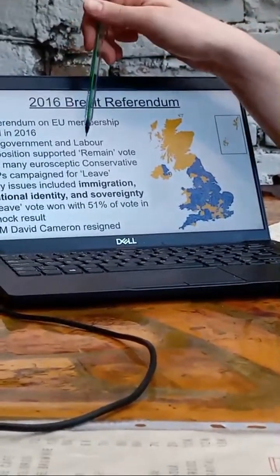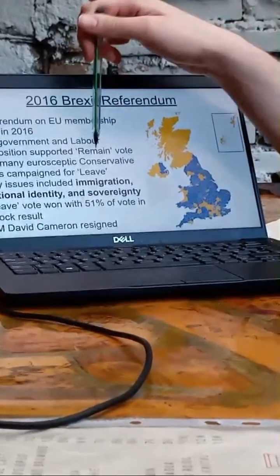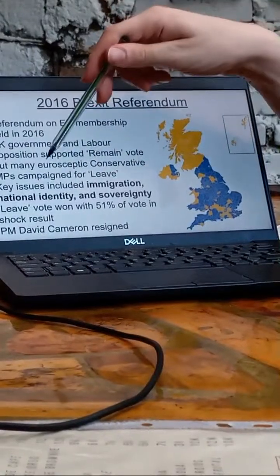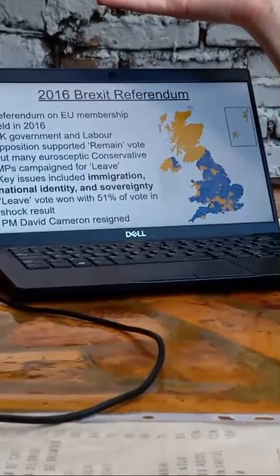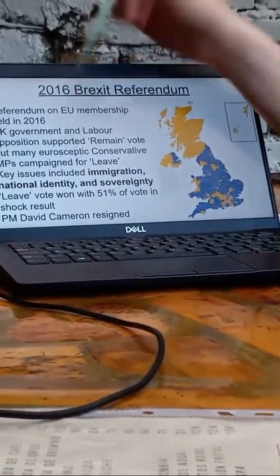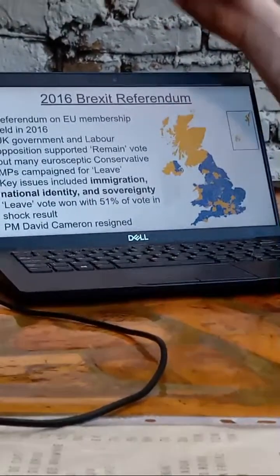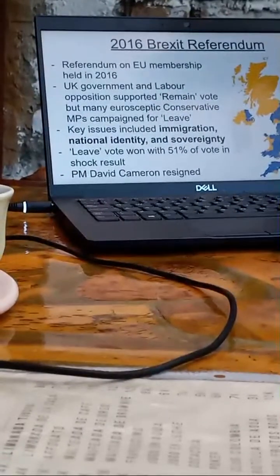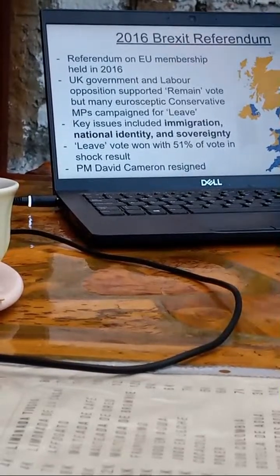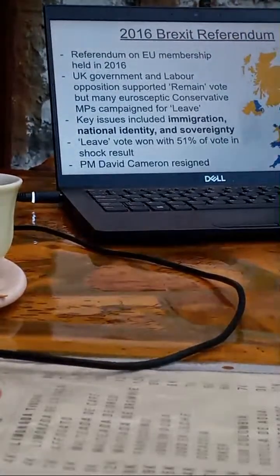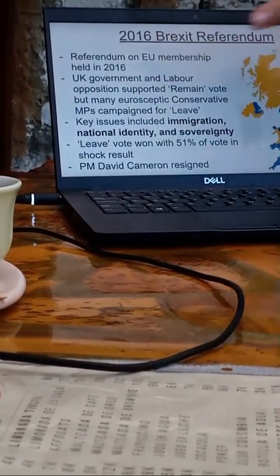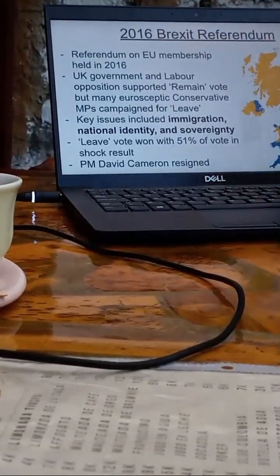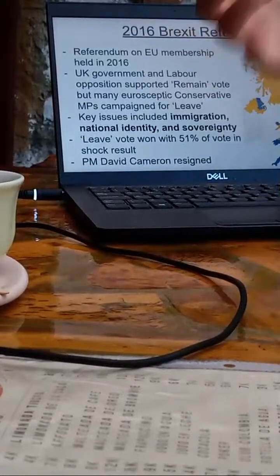So the UK government and Labour, the Labour opposition, supported Remain, but a lot of Conservative MPs campaigned for Leave. So they didn't follow the party line, if that makes sense. They're called Eurosceptic. Sceptic means to be sceptical, to doubt something, and Euro is just European Union. So Eurosceptic means they didn't believe that the EU was a good option for the UK. That's important to note, because nowadays the Conservative Party is very pro-Brexit. Back then, officially it was not, but a lot of people in the Conservative Party wanted Brexit, so they campaigned for it.